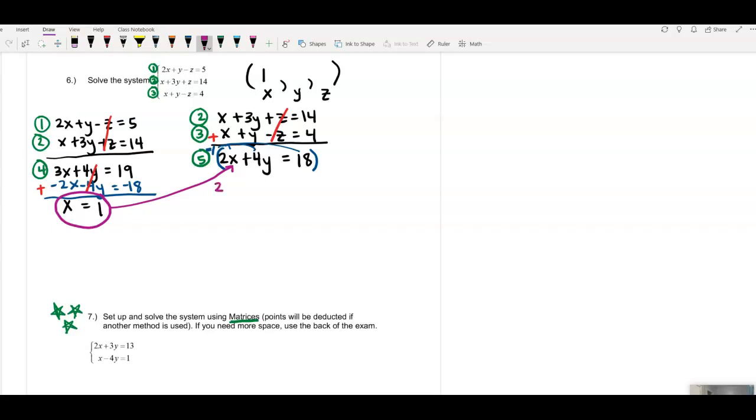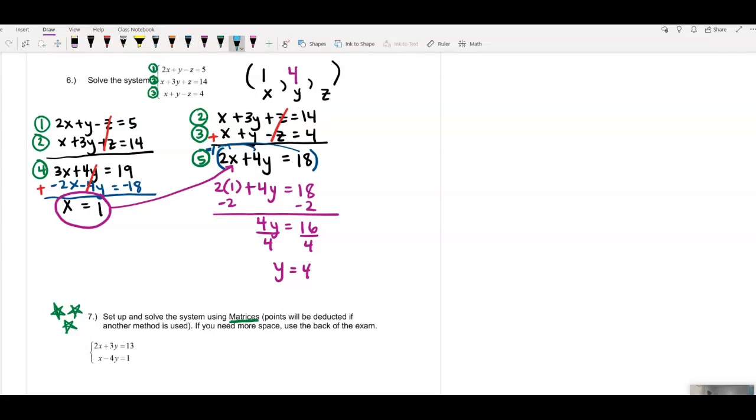So I have 2 times 1. Right? I know that x is 1, so that's why I'm putting 1 in place of x. And then 2 times 1 is just 2. And so I need to subtract that over to the other side. So I get 4y equals 16. And then I'll divide by 4. So y equals 4. So I found out another part of my solution.